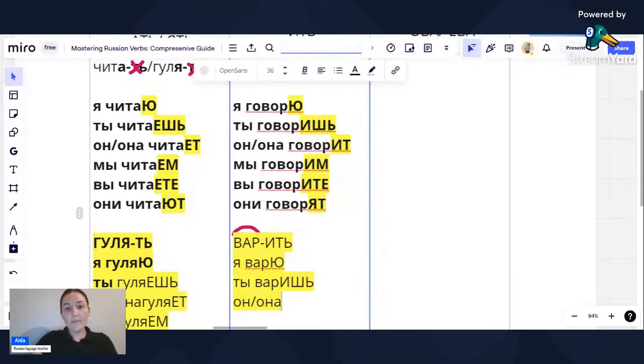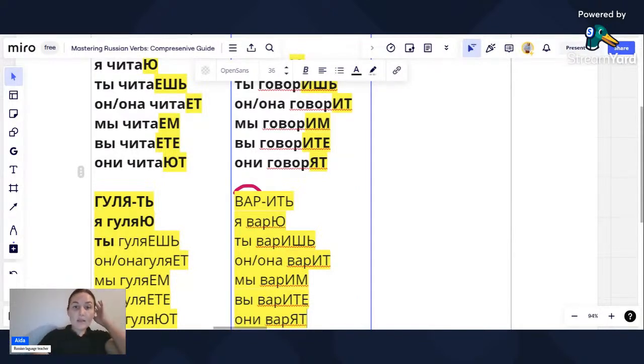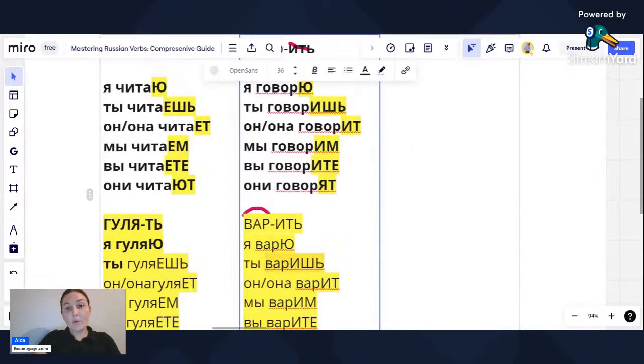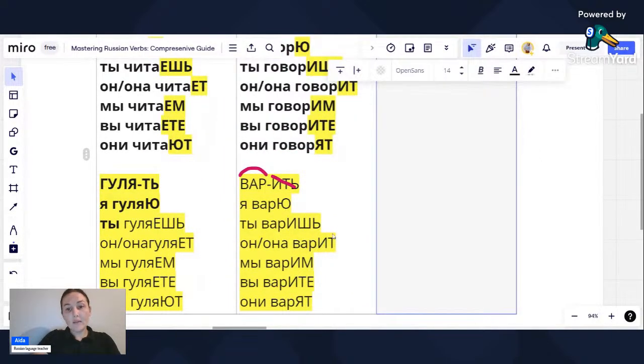Он, она варит. Мы варим. Вы варите. Они варят. As you can see, we use the same endings and we change the verbs of the second group in the same way. Look, варить, we need to cut this ending ить, and then we need to put personal endings. Я варю, ты варишь, он, она варит, мы варим, вы варите, они варят.